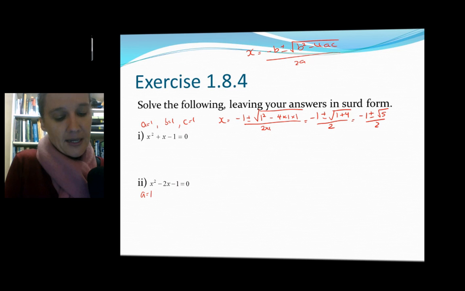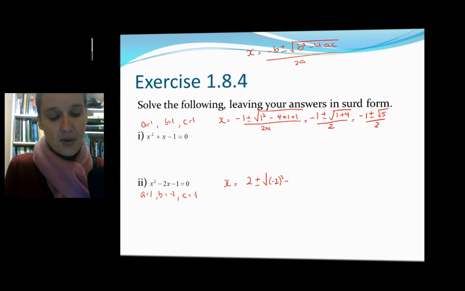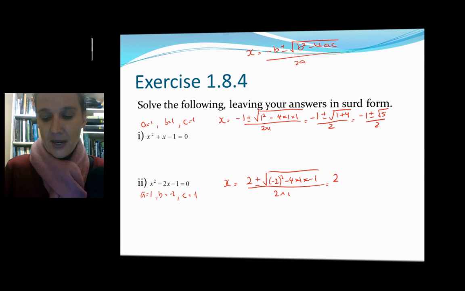Here we've got a is 1, b is negative 2, c is negative 1. x is equal to 2 plus or minus the square root of negative 2 squared minus 4 times 1 times negative 1, on 2 times 1. So we have 2 plus or minus the square root of 4 plus 4, on 2. 2 plus or minus the square root of 8 on 2.